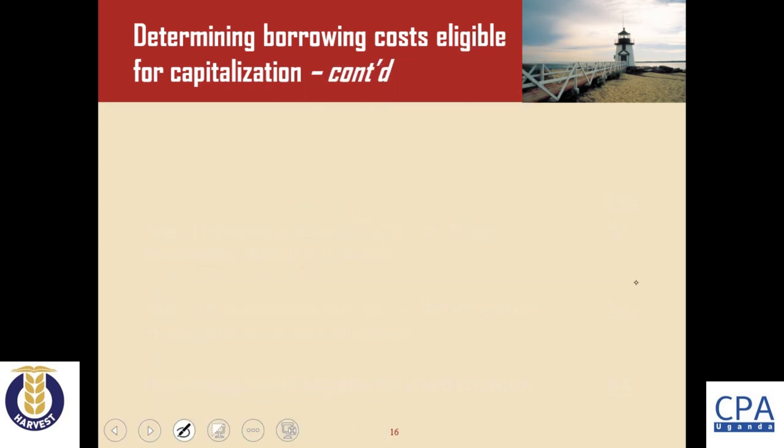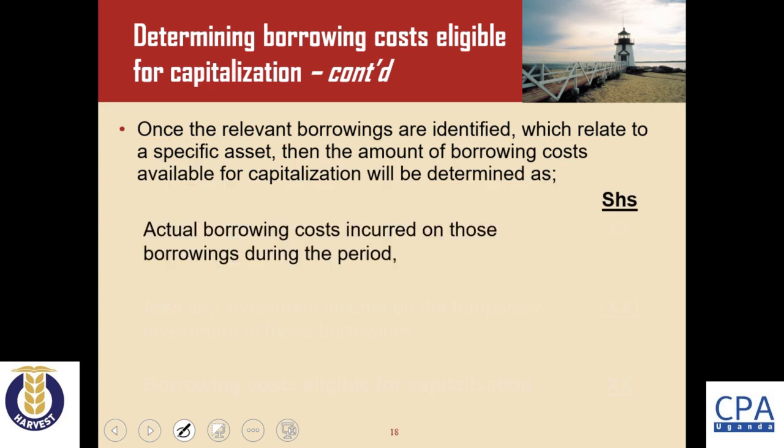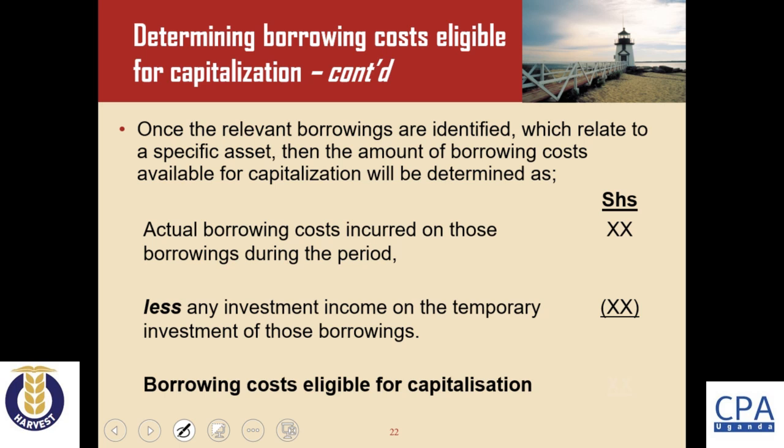So we continue by saying that once you have identified all those relevant borrowing costs which relate to a specific asset, then the amount of the borrowing costs available for capitalization will be determined as follows. First of all, you're going to get the actual borrowing costs that have been incurred on those borrowings during that period. Get the figure, put it right there. Then you will deduct any investment income on temporary investment of those borrowings. Okay, so the investment income is going to be deducted from the actual borrowings, and then the figure that you are going to get are the borrowing costs that are eligible for capitalization. That is the figure down there.